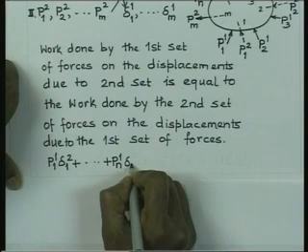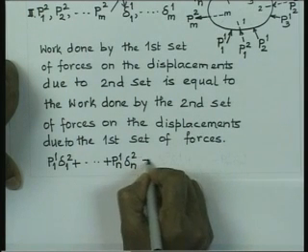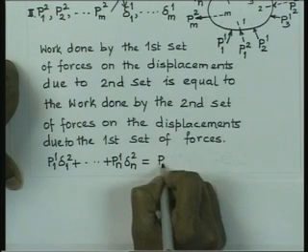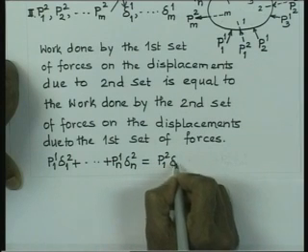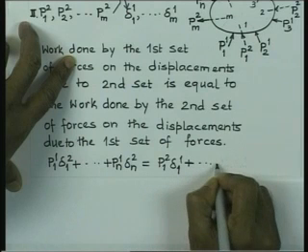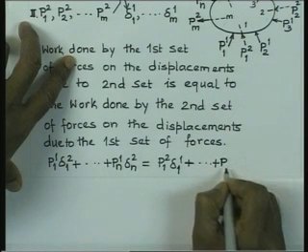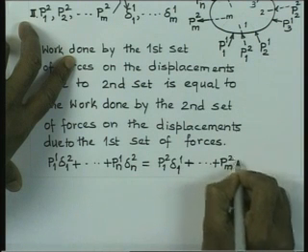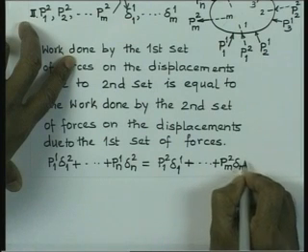Pn1 delta n2 is equal to P12 delta 1 up to Pm2 delta m1.